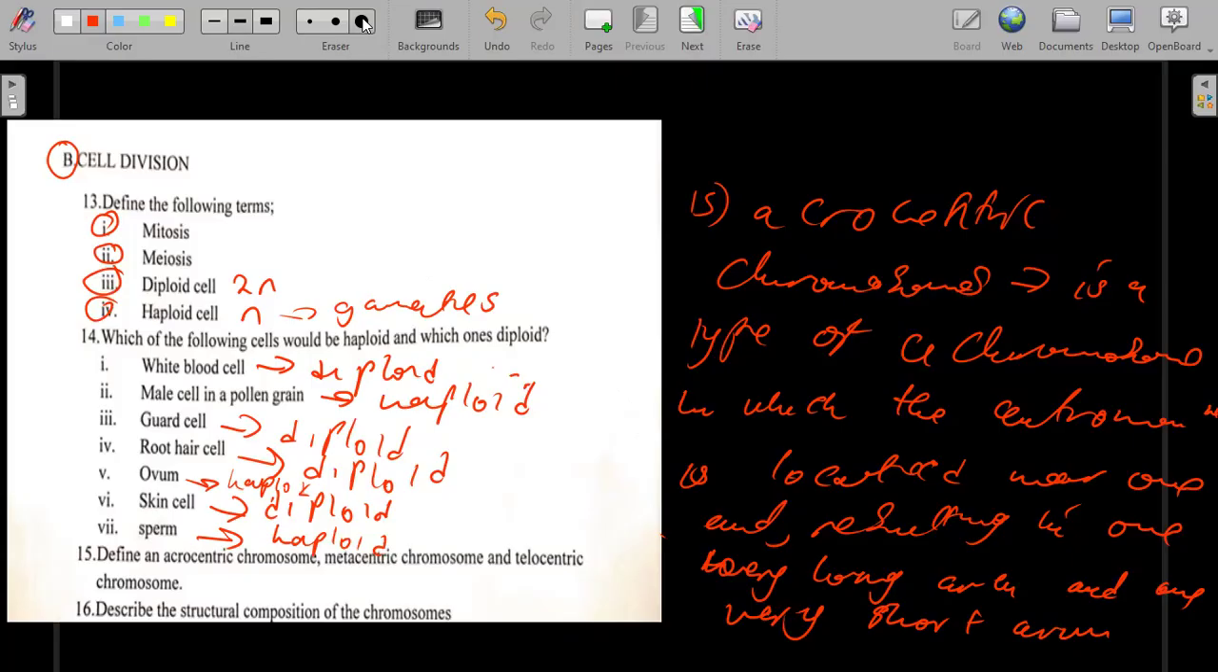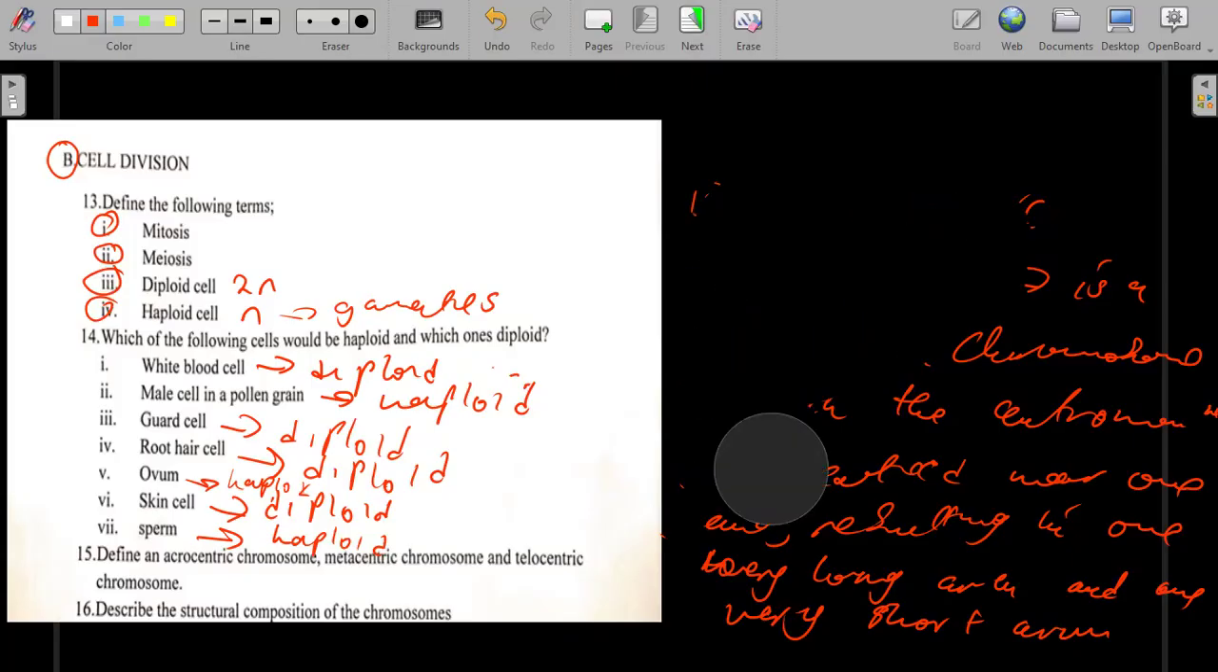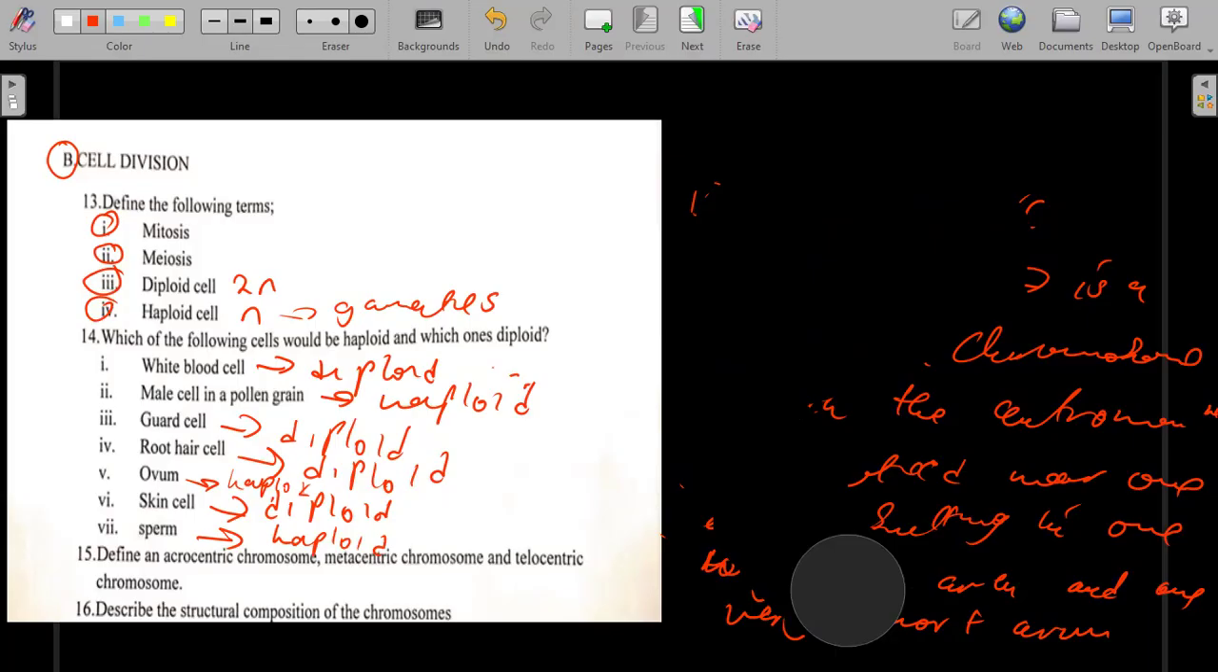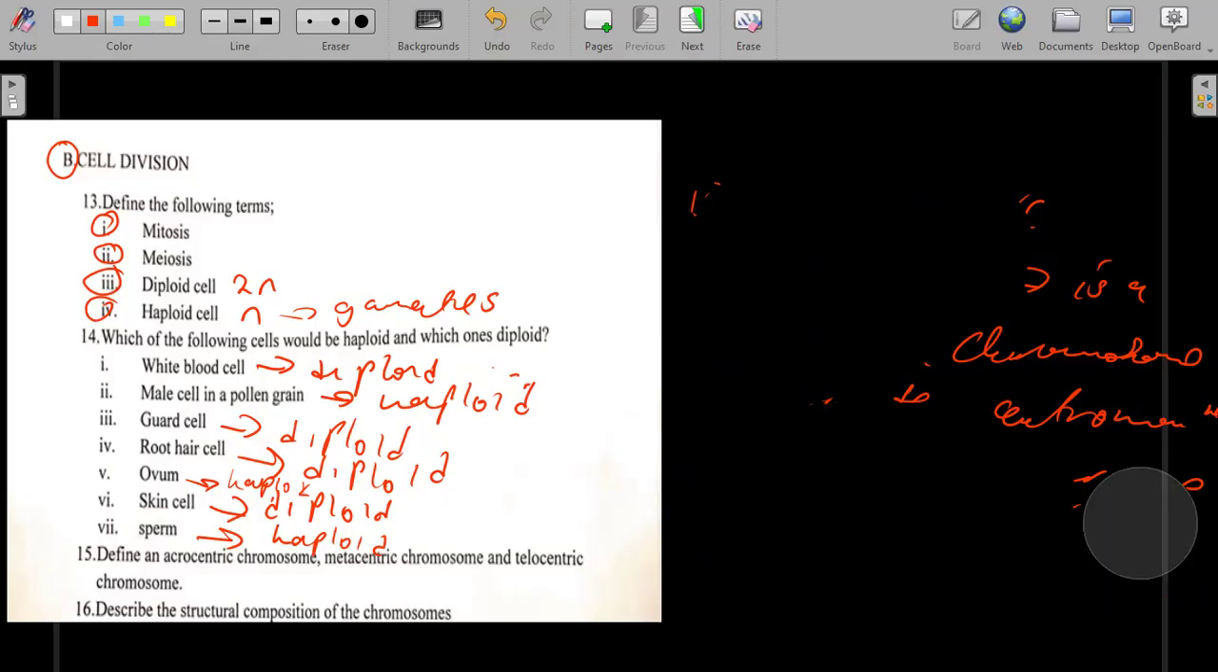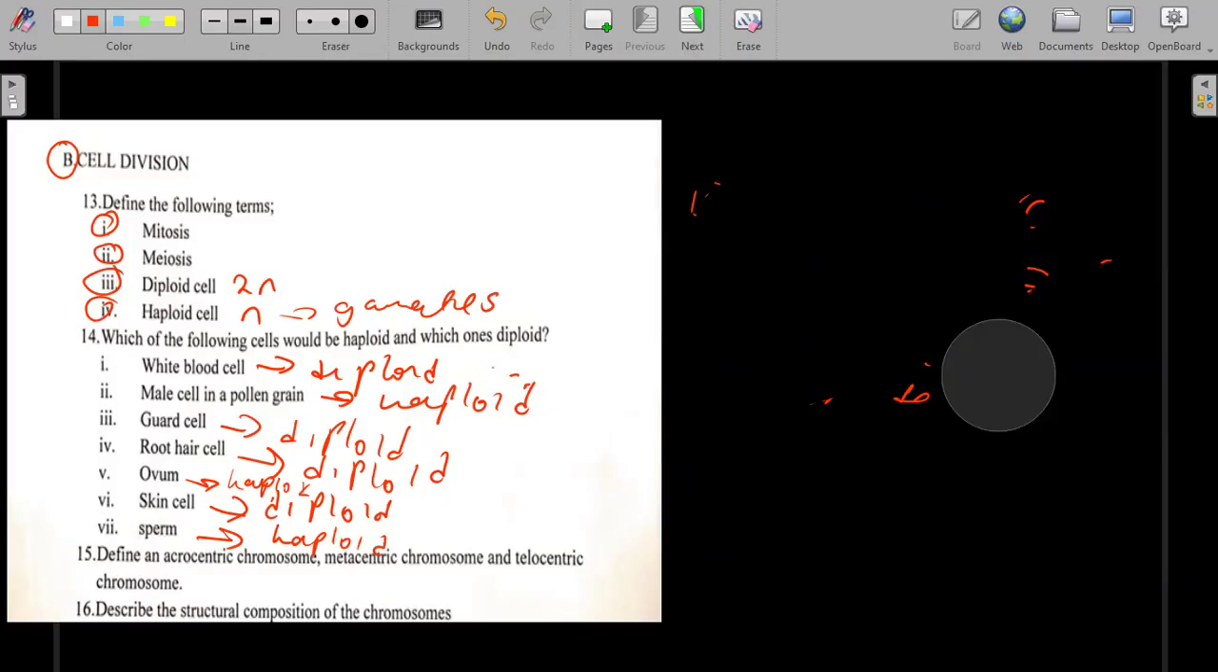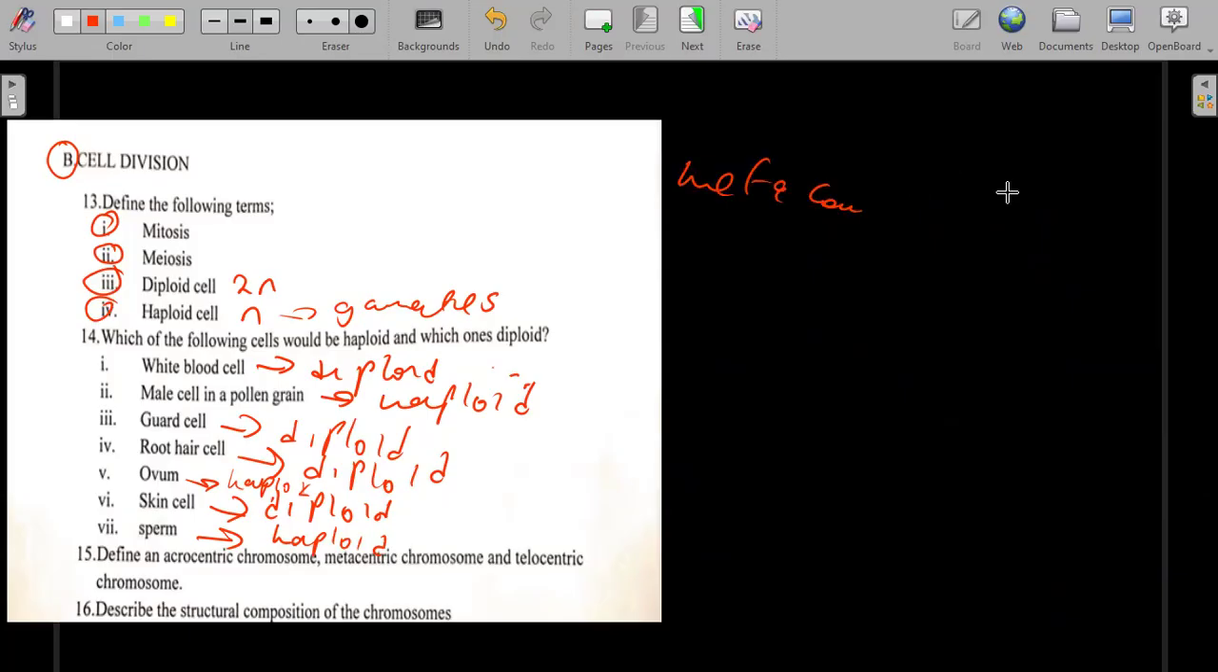Now we go to the second part, which is metacentric chromosome. So what is a metacentric chromosome? Let's define a metacentric chromosome. So for metacentric chromosome, the type of chromosome.